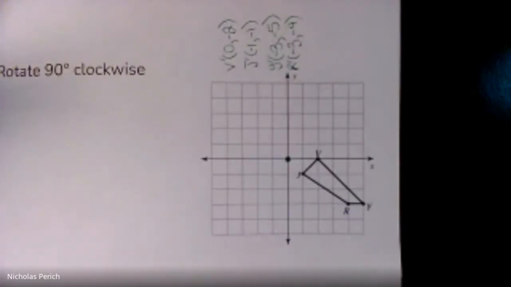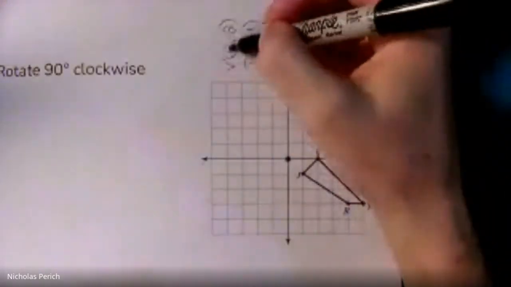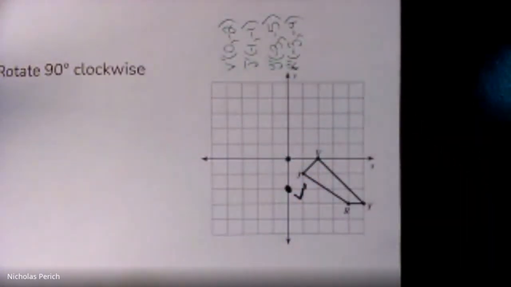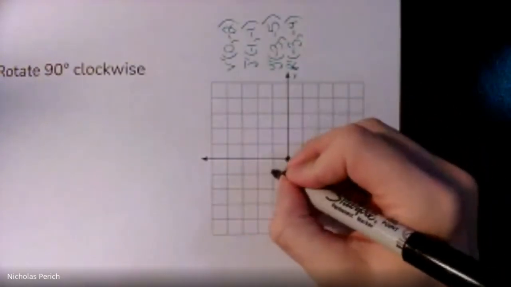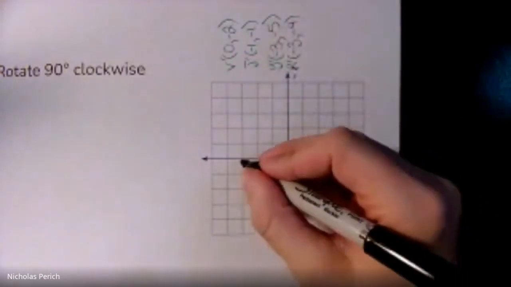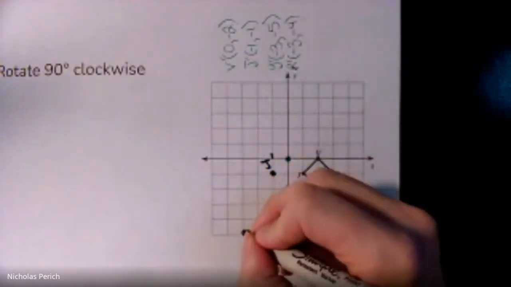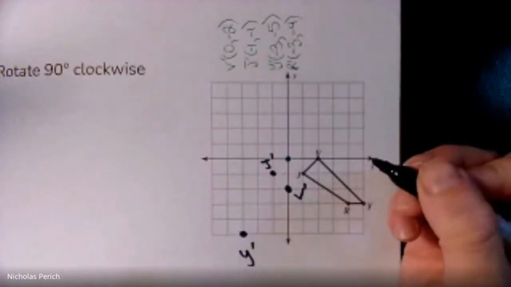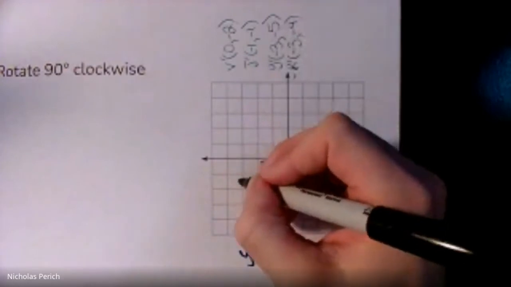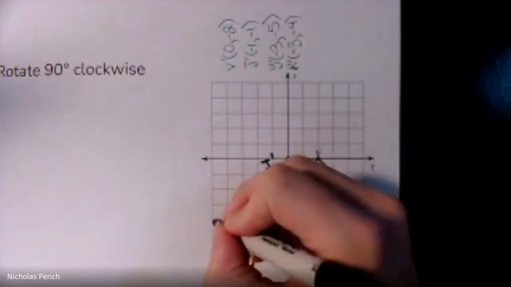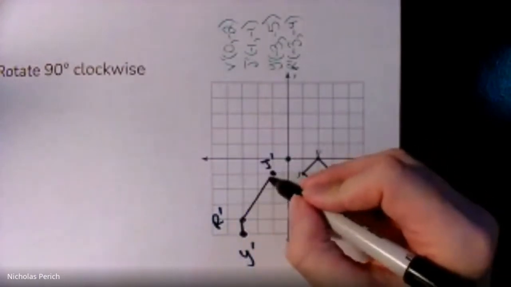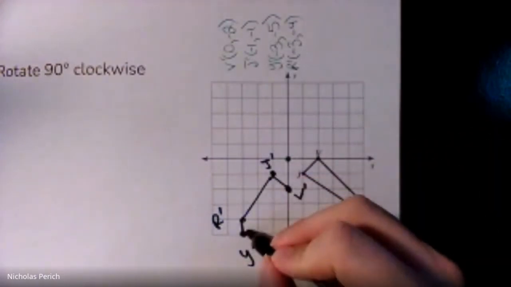So if you can read sideways, good on you. V prime was don't move, down 2. Permanent marker, V prime. J prime was left 1, down 1. Y prime was left 1, 2, 3, down 1, 2, 3, 4, 5. And that was Y prime. And R prime was left 1, 2, 3, down 1, 2, 3, 4. That's R prime.